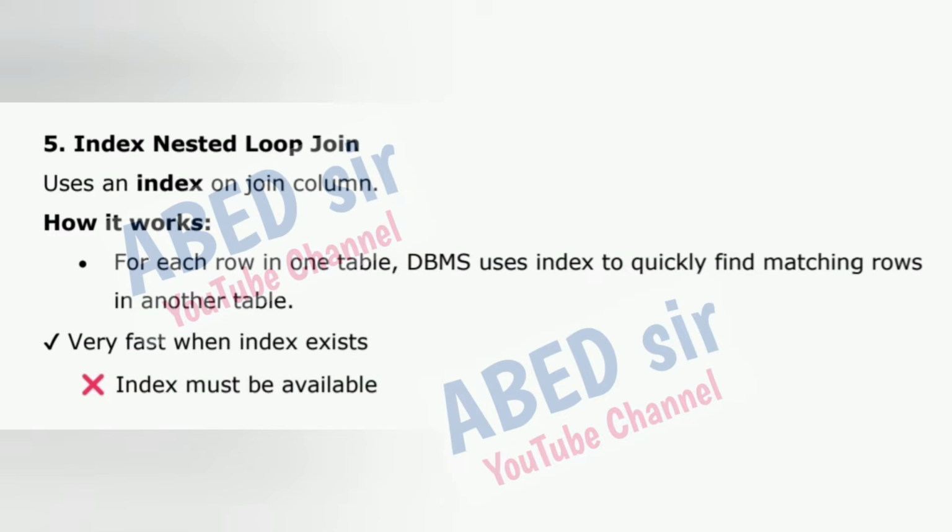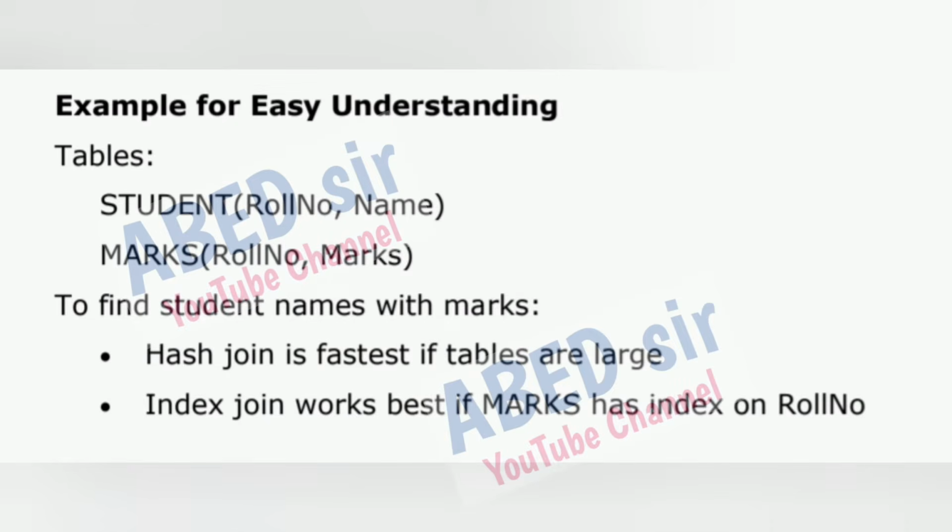5. Index nested loop join. Uses an index on join column. How it works. For each row in one table, DBMS uses index to quickly find matching rows in another table. Very fast when index exists. Index must be available.